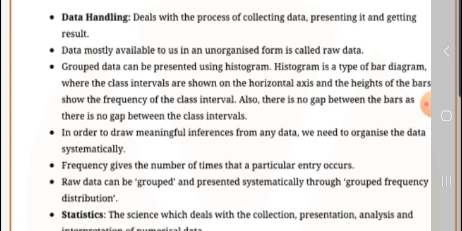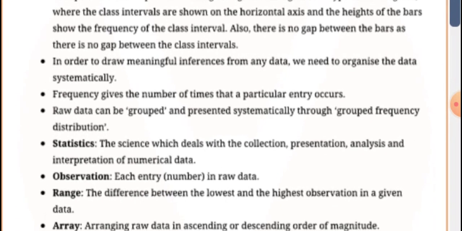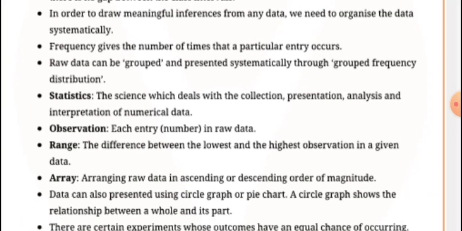Data mostly available to us in an unorganized form is called raw data, and grouped data can be presented using a histogram. A histogram is a type of bar diagram where the class intervals are shown on the horizontal axis and the height of the bars shows the frequency of the class interval. Next, in order to draw meaningful inferences from any data, we need to organize the data systematically. Frequency gives the number of times that a particular entry occurs.